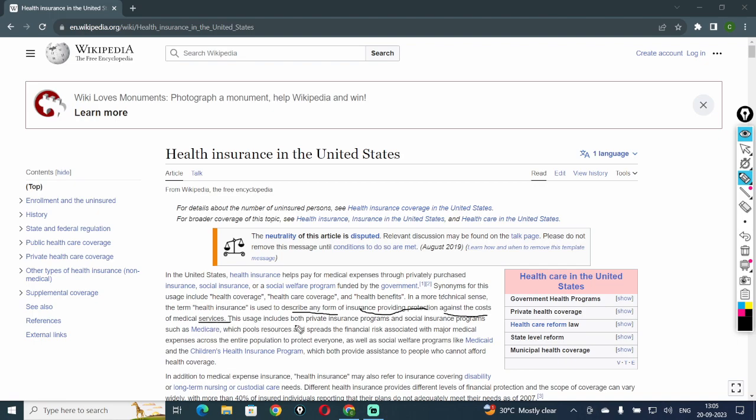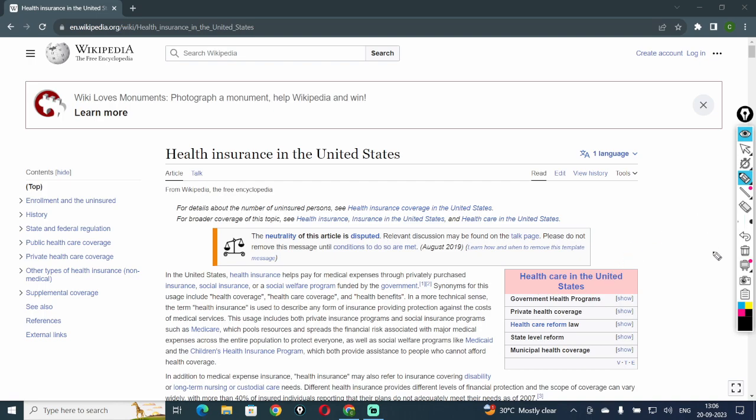This usage includes both private insurance programs and social insurance programs, such as Medicare, which pools resources and spreads the financial risk associated with major medical expenses across the entire population to protect everyone, as well as social welfare programs like Medicaid and the Children's Health Insurance Program, which both provide assistance to people who cannot afford health coverage.